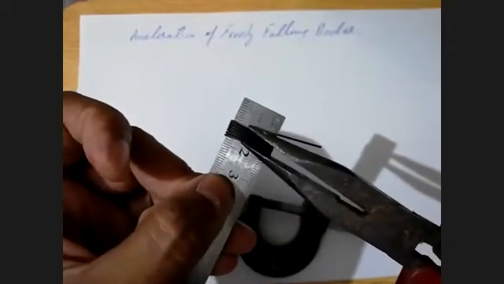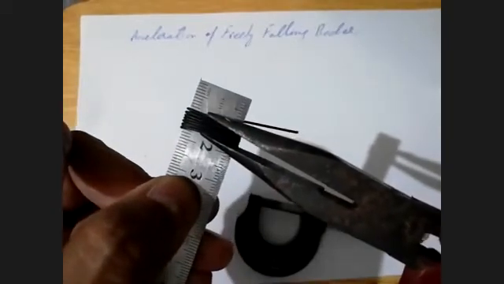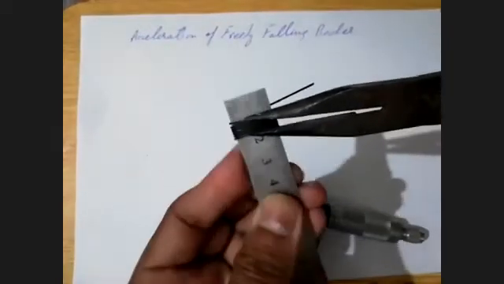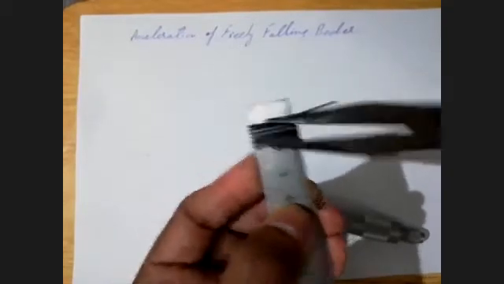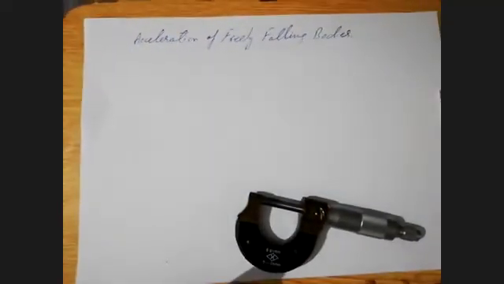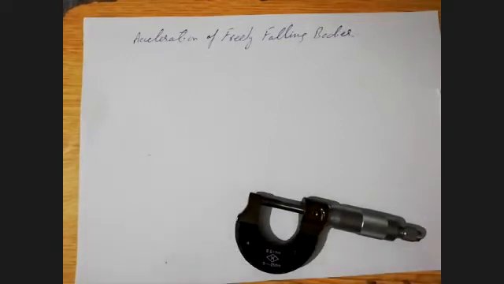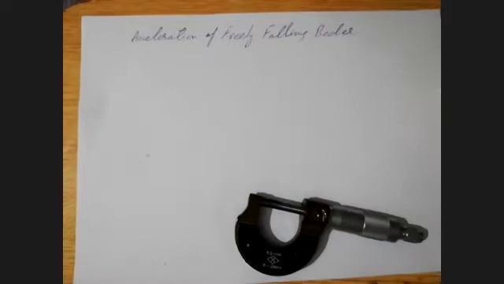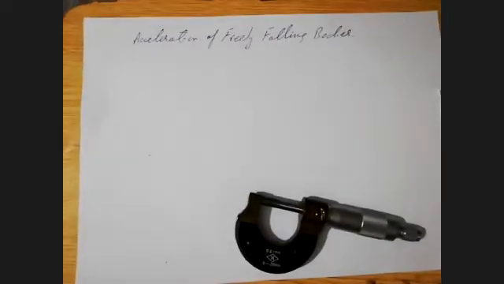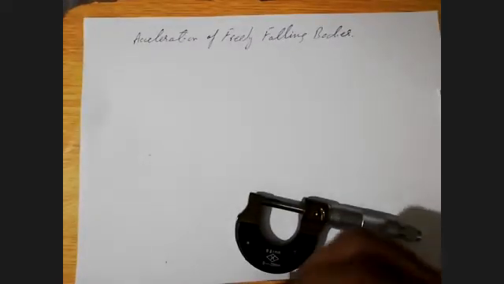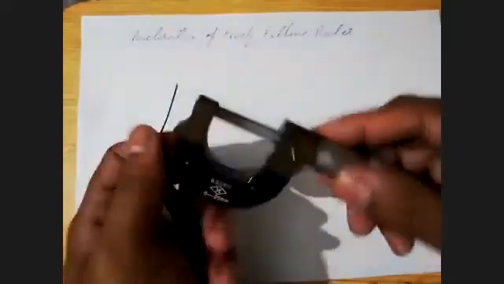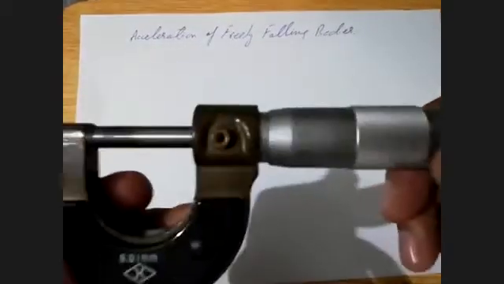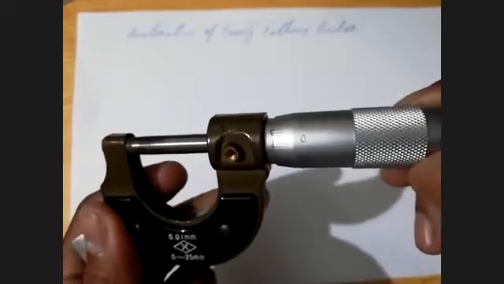Okay. You can read, see, okay, 0.7. Well, it means if it is 0.7 centimeter, or in millimeter, for example, there are 7 millimeter. So you mean to say that the diameter of this wire is 1 millimeter. Now let us see with the help of this micro screw gauge. That is why this micro screw gauge is used.